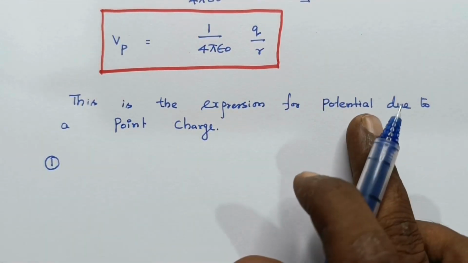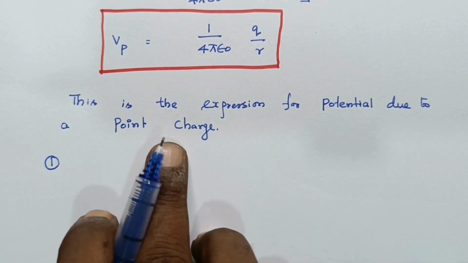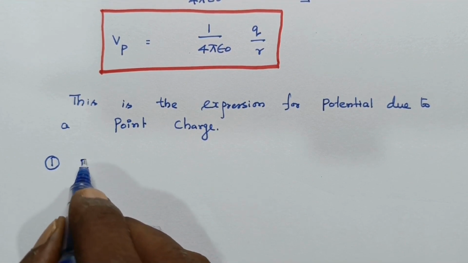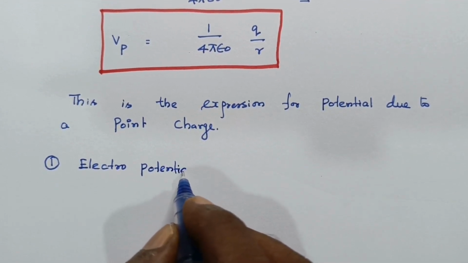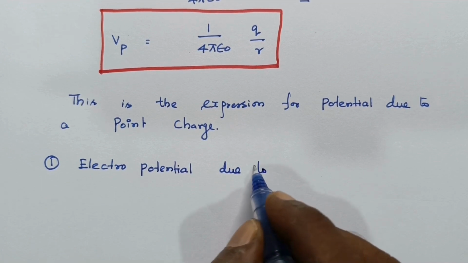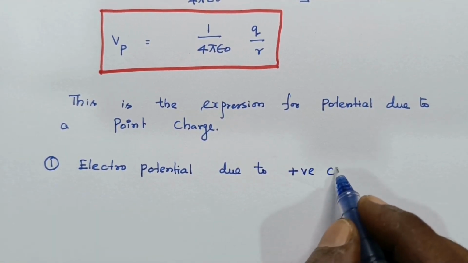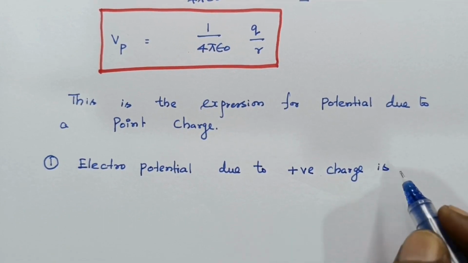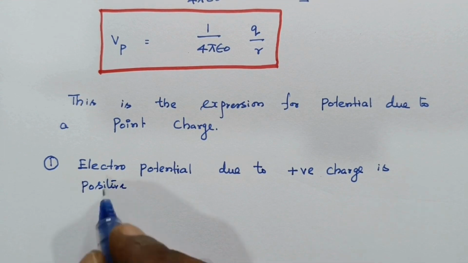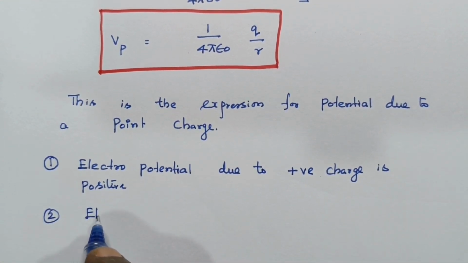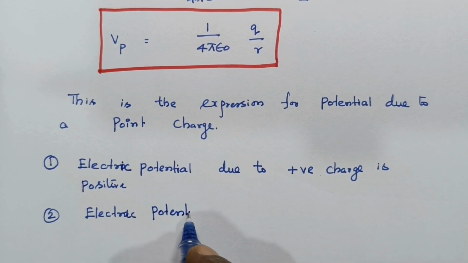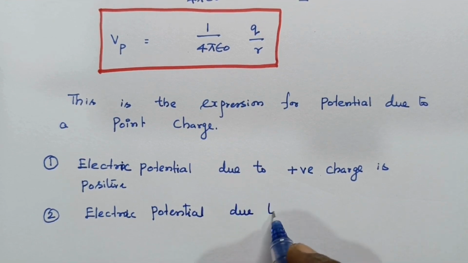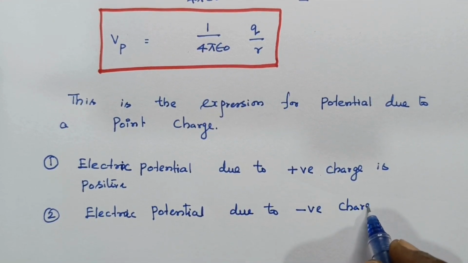We can write some important points regarding the electrostatic potential due to point charge. That is, first is electric potential or electrostatic potential due to positive charge is positive. Number 2, ரெண்டாவது பாயிண்ட், electric potential due to negative charge will be negative.